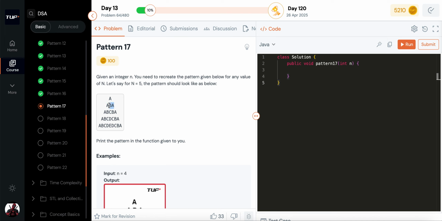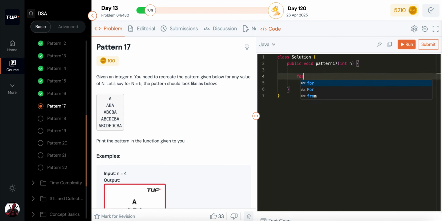B, because it's in the second line, and in the third line C gets introduced, and then in the fourth line D gets introduced, and then in the fifth line E gets introduced, and we have to write the reverse order of the remaining characters. Okay, let's try to solve this.